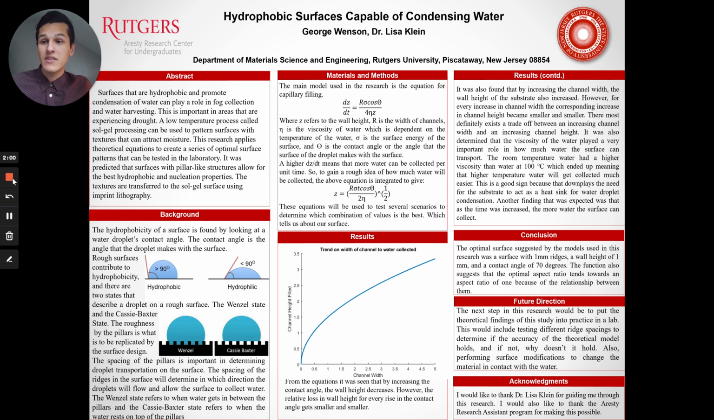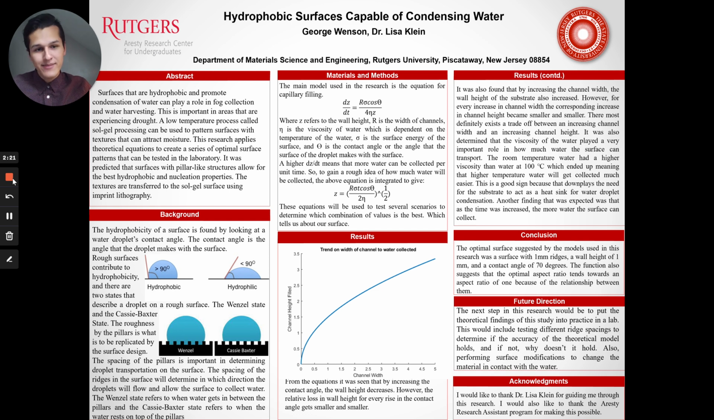It was also determined that the viscosity of the water played a very important role in how much water was collected. Higher temperature water, which has a lower viscosity, was able to be collected much more, which is a very important finding because it downplays the role that this surface needs to play as a heat sink. And also a very expected finding was that the more time that the surface was allowed to collect water, the more water could collect.